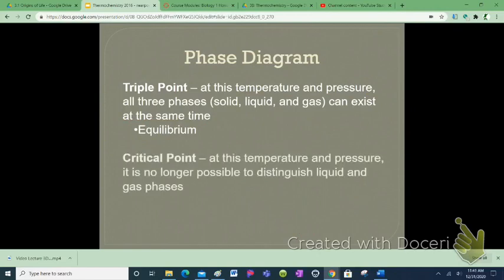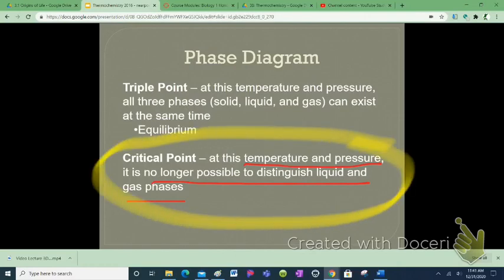The other term that you need to know, and the other point, is the critical point, where the temperature and pressure are such that you can no longer distinguish between a liquid and gas phase. That means at this particular temperature and pressure, the liquid and the gas are so mixed and combined with each other that you can't really point out where it's just liquid and where it's just gas. This is called the critical point. So make sure you understand where the critical point is located and what the critical point means, as well, of course, as the triple point.